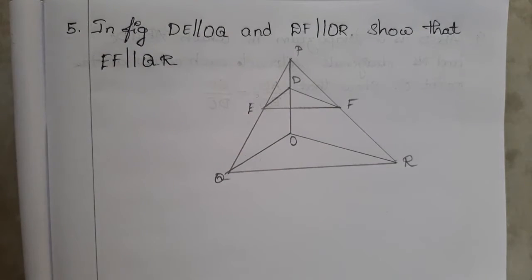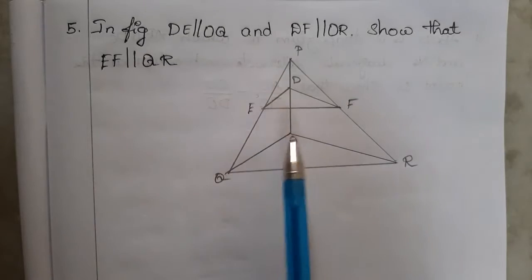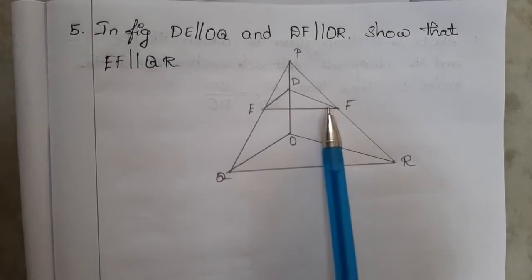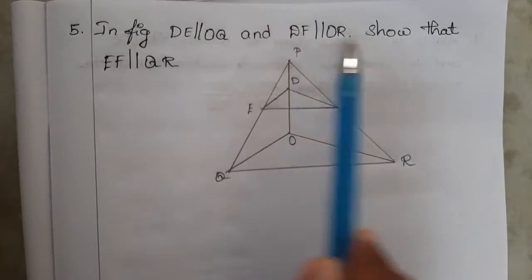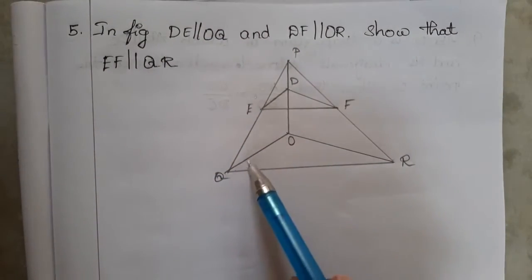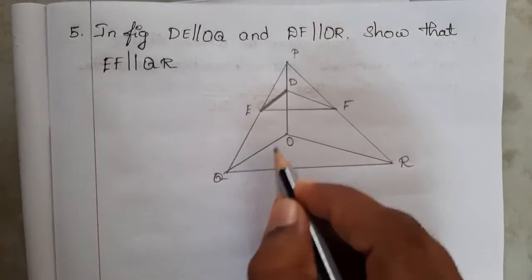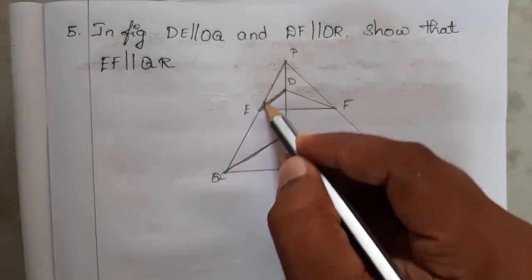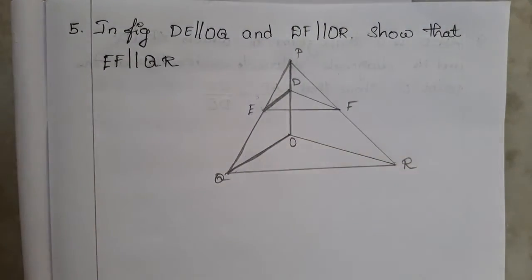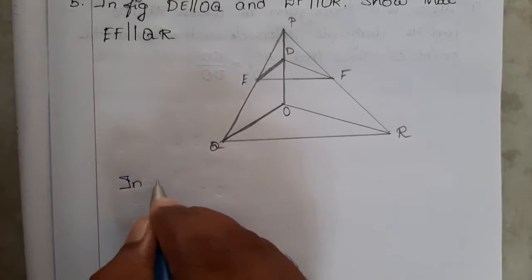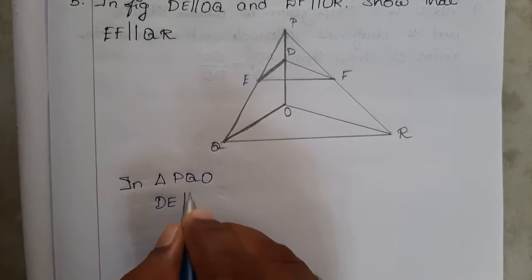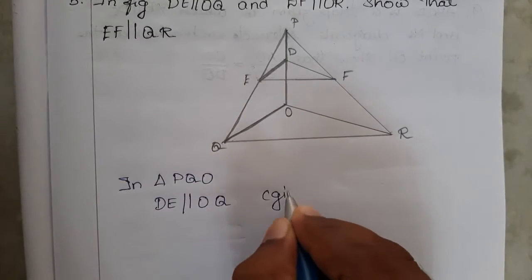So here we go for the next problem. In the figure, DE is parallel to OQ and DF is parallel to OR. Show that EF is parallel to QR. So whenever parallel lines are given, we will be using BPT, right? So DE is parallel to OQ. Which triangle does it satisfy? DE and OQ form a triangle inside the triangle PQO, right? So these two parallel lines are inside the triangle PQO. So in triangle PQO, DE is parallel to OQ, which is given.